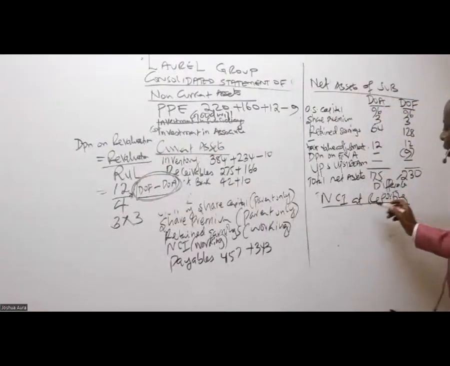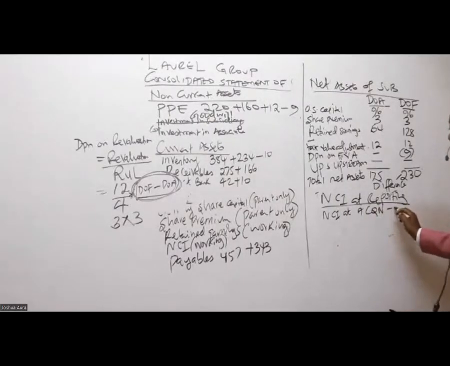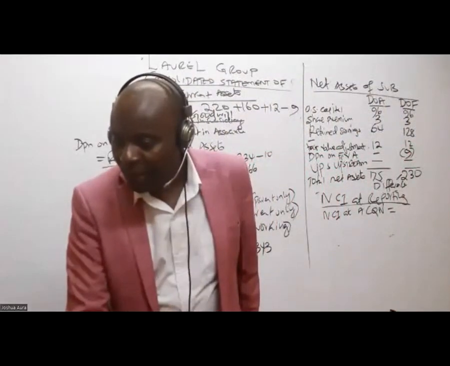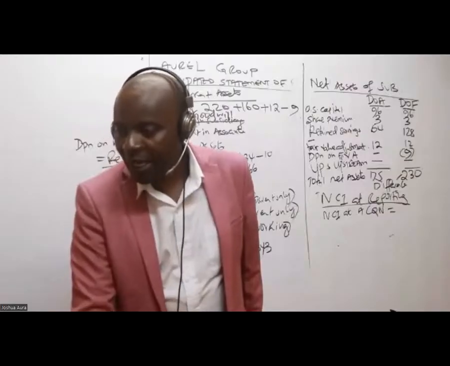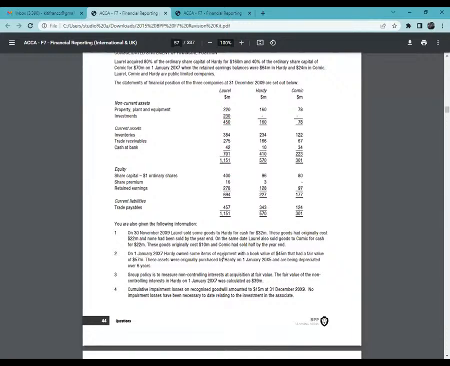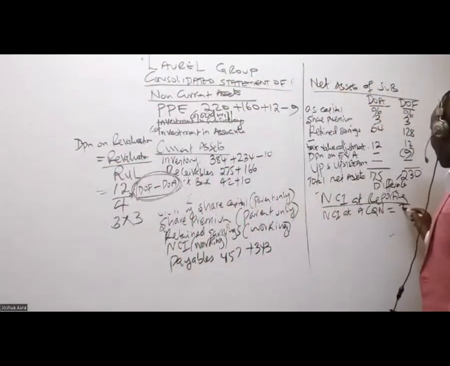So NCI at reporting will be equal to NCI at acquisition. Is there anybody who is able to see NCI at acquisition? Yes, they have told us. The group policy is to measure non-controlling interest at acquisition at fair value. The fair value of NCI in Hardy is 39 million. So NCI at acquisition is 39.